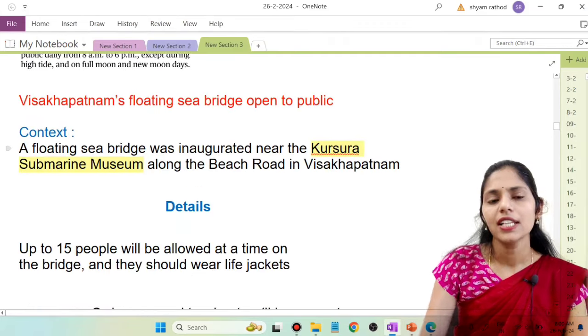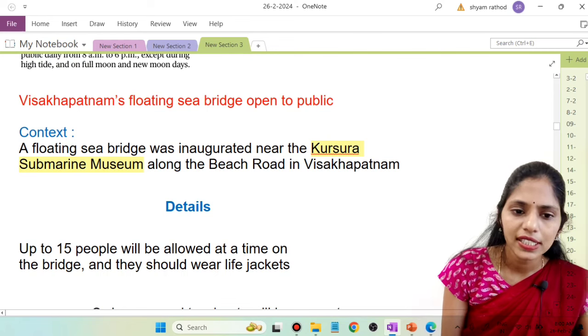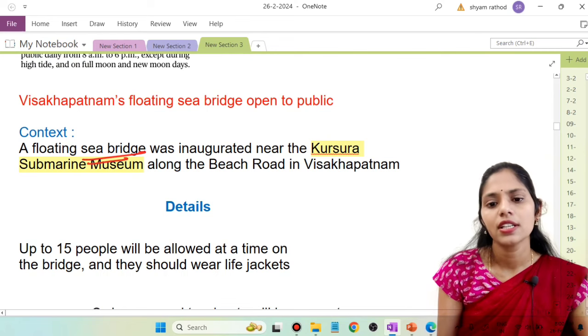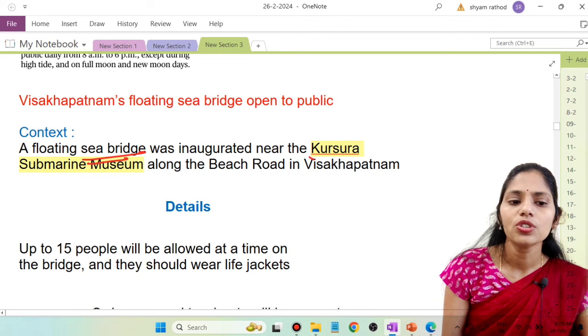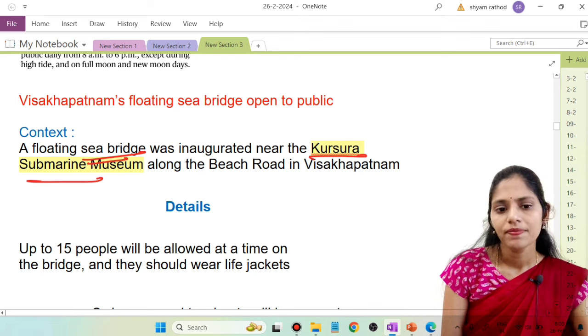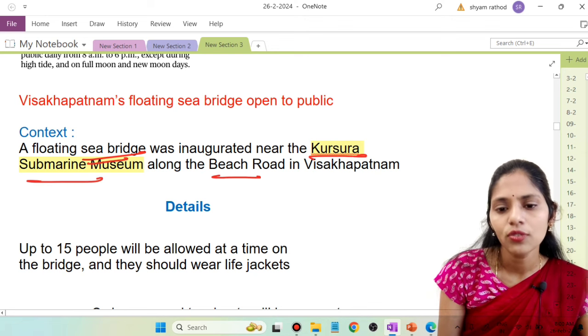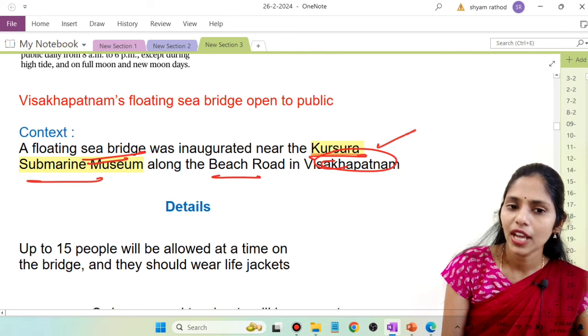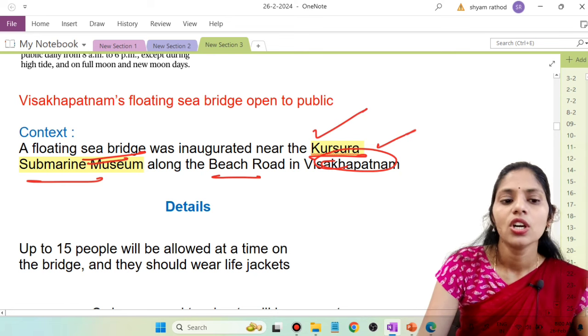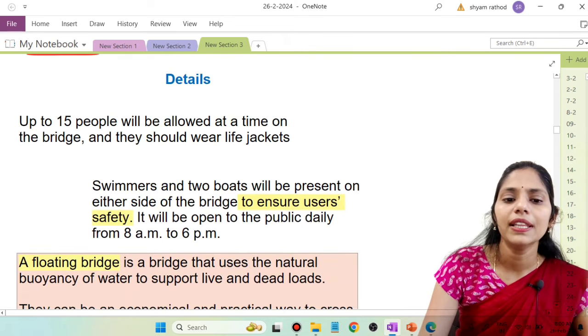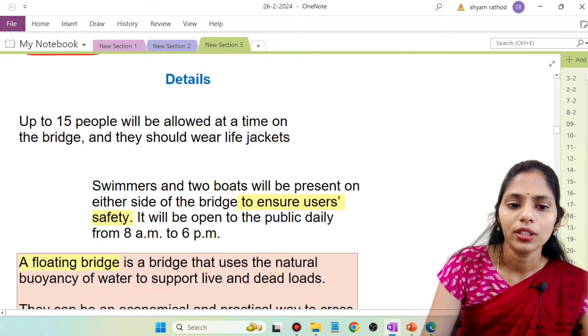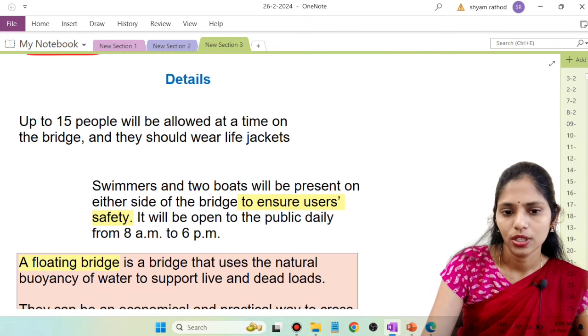If you see the context, it says that the floating sea bridge is inaugurated near the Kursura Submarine Museum along Beach Road in Visakhapatnam. In Visakhapatnam, we have this floating sea bridge. Up to 15 people will be allowed at a time on the bridge, and they should wear life jackets to enter.